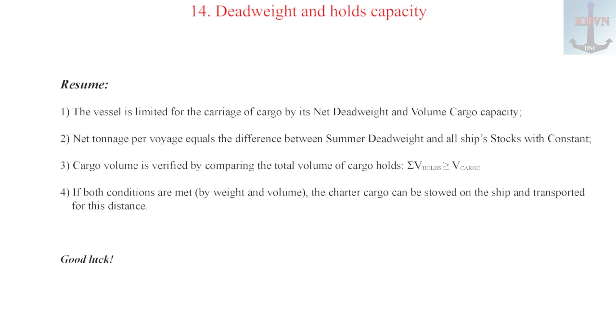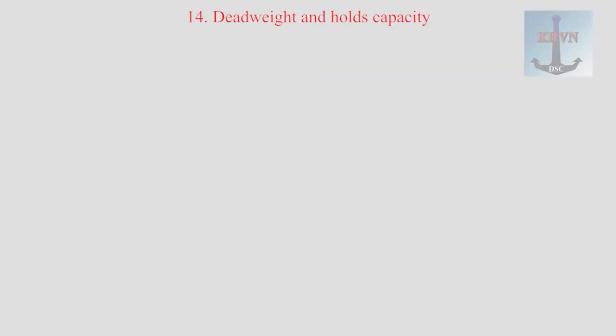Summary: 1. The vessel is limited for the carriage of cargo by its net deadweight and volume cargo capacity. 2. Net tonnage per voyage equals the difference between summer deadweight and all ship stocks with constant. 3. Volume cargo capacity is verified by comparing the total volume of cargo holds with the volume of cargo. 4. If both conditions are met, by weight and volume, the charter cargo can be stowed on the ship and transported for this distance. Good luck.